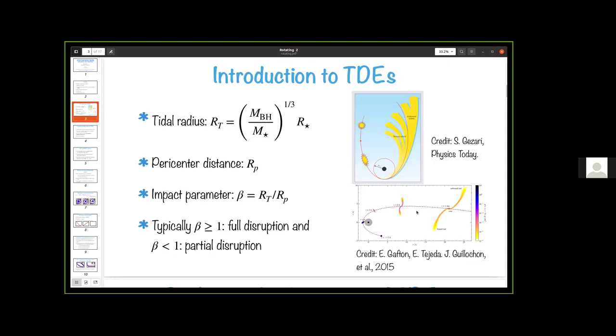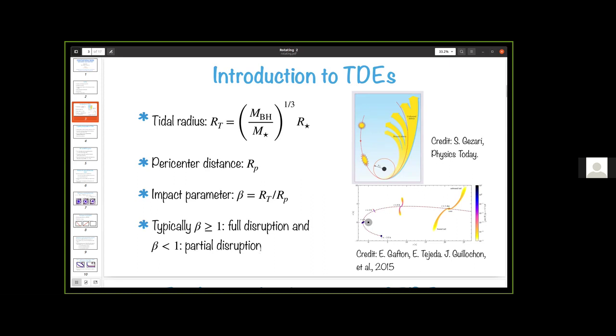So as Megha introduced already, tidal disruption event, as we know, is an astrophysical phenomenon. When a star comes closer to the black hole orbit, it is disrupted due to the tidal field of the black hole. And this event is typically known as a tidal disruption event. These tidal disruption events are generally categorized into two ways. One is full disruption, another is partial disruption, based on the impact parameter beta. However, the limit between the full disruption and the partial disruption depends on various factors like rotation and the exact stellar hydrodynamics as well.